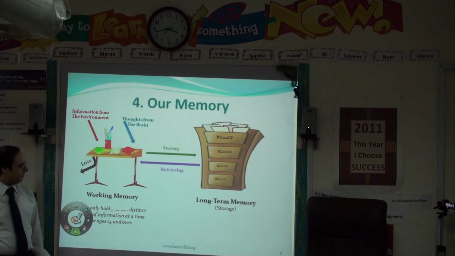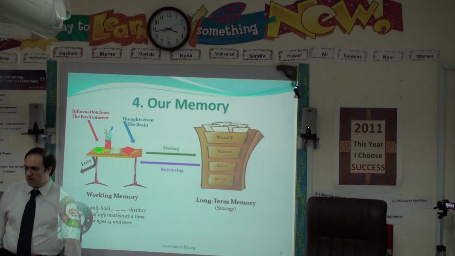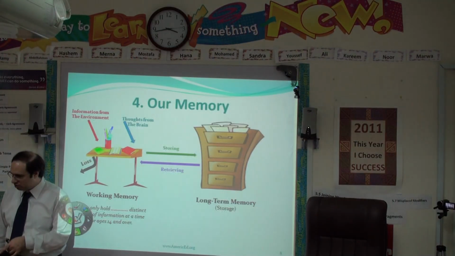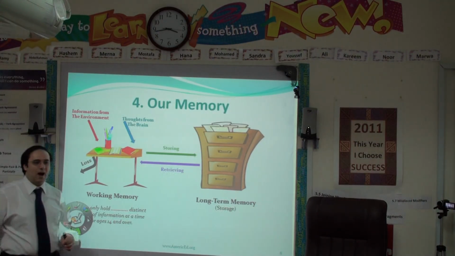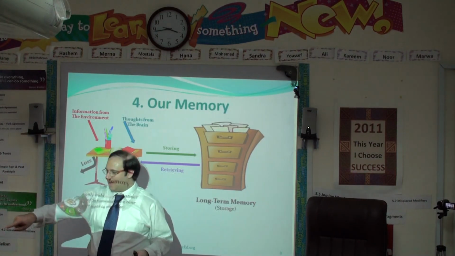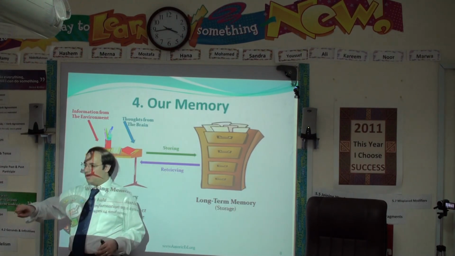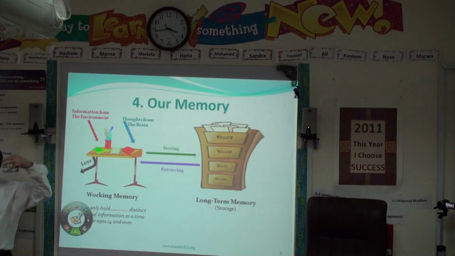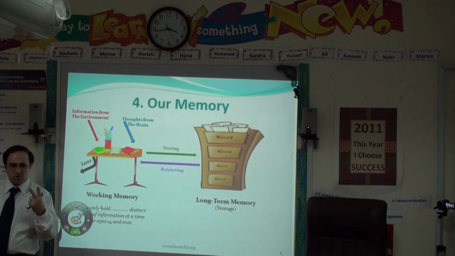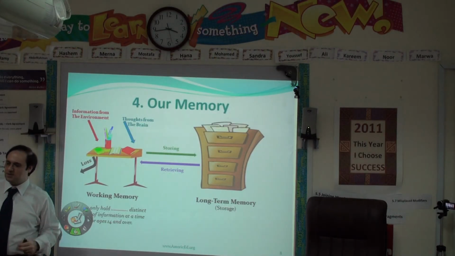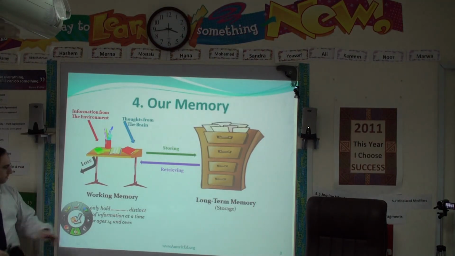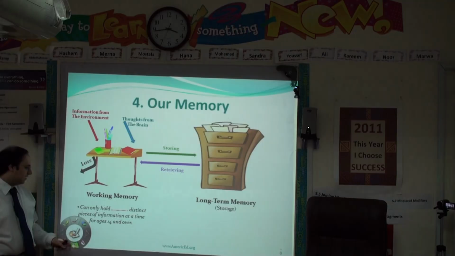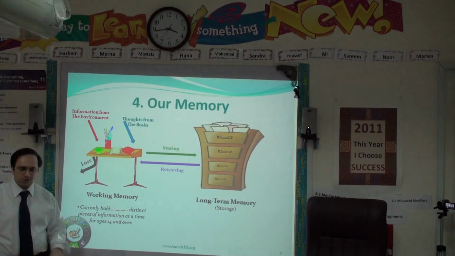Number 4, our memory. We basically have 2 types of memories. We have working memory and long-term memory. Now, how many inputs do we have into our working memory? 3. And how many outputs? 2. How many distinct pieces of information can we hold? 7. So write 7 right here. We can only hold 7 distinct pieces of information at a time. For ages 14 and over.